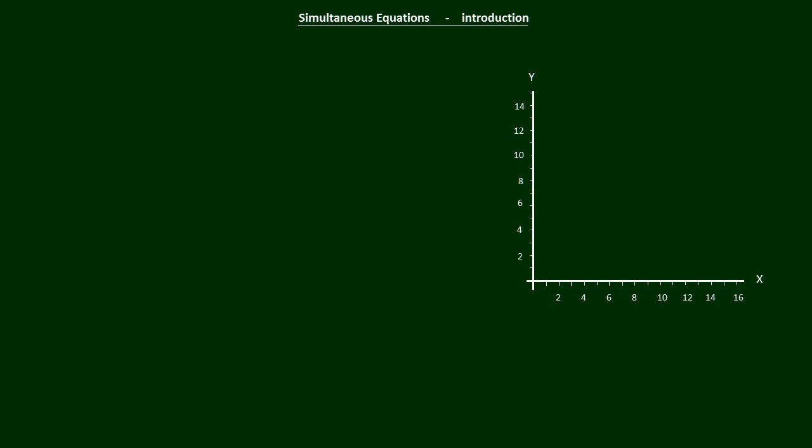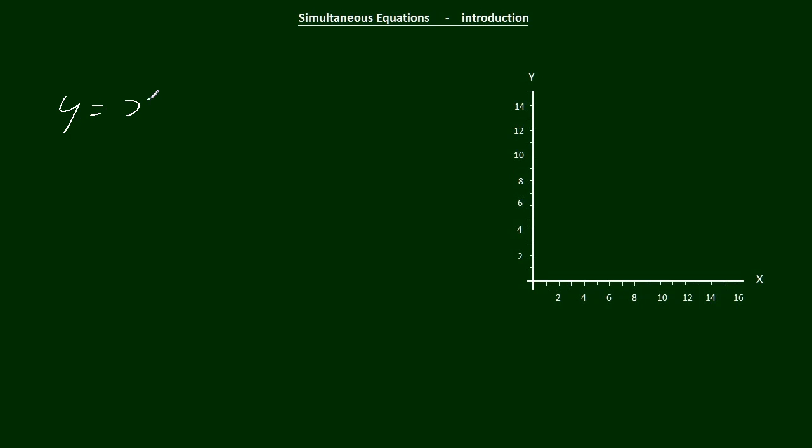Today I'm going to look at simultaneous equations and do an introduction. So what are simultaneous equations? Well, if we have one equation, y equals x plus something, then we have many values for that. But if we have two equations and they correspond in a particular point, then we're going to have a unique solution. I think it's best if I do an example.